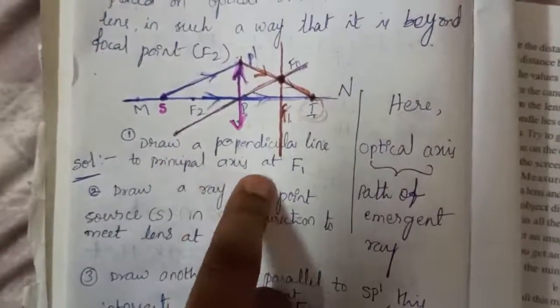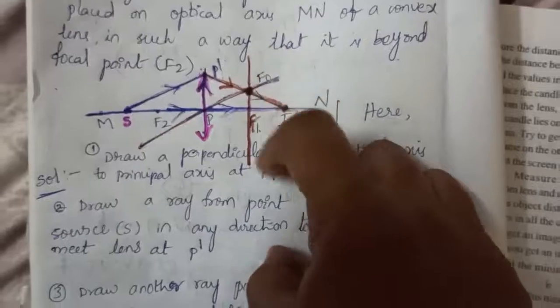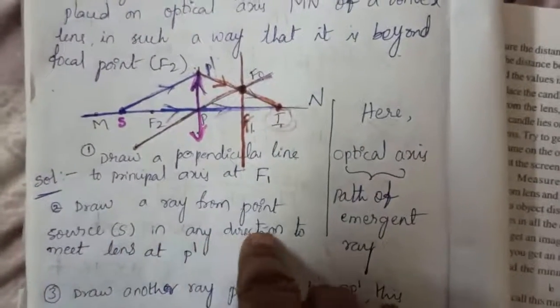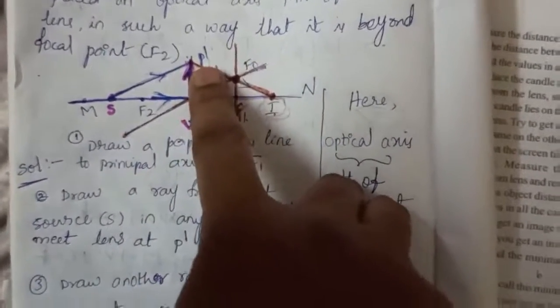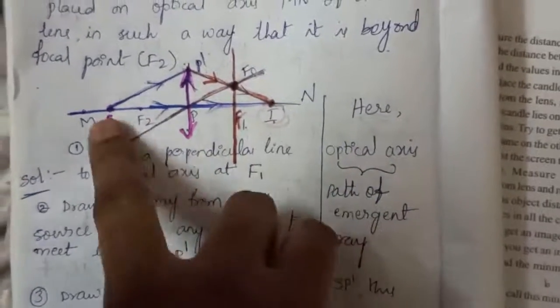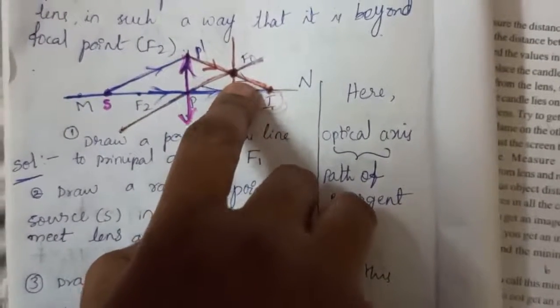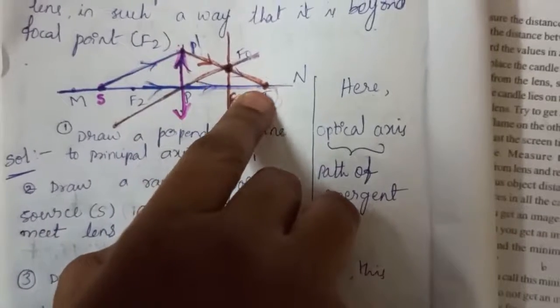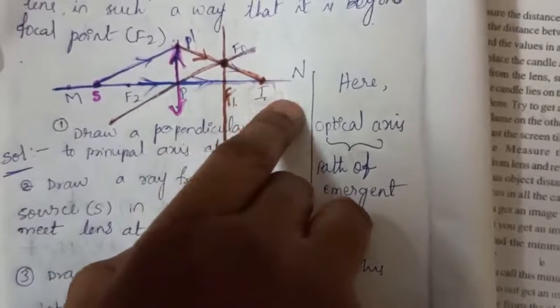See one more time, children. Here draw a perpendicular line to the principal axis at F1. That is the first step. Then draw a ray from the point source S in any direction, and mark that point as P dash. Then we need to draw a line parallel to SP dash, which will meet the focal plane at F0. Through this intersection point F0 we draw another line, and it will intersect the principal axis at I.